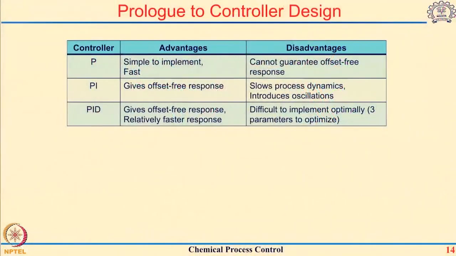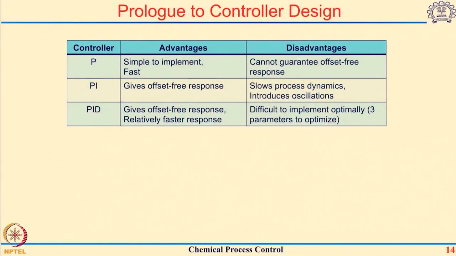So in summary, what you can see is that the P controller is the simplest controller to implement. It is very fast in terms of taking action, but the disadvantage is that it cannot guarantee you an offset-free response. In order to get rid of that offset, you add integral action, so it gives you an offset-free response, but then it increases the order of the system, and so it slows down the system response. It also introduces oscillations into your process.